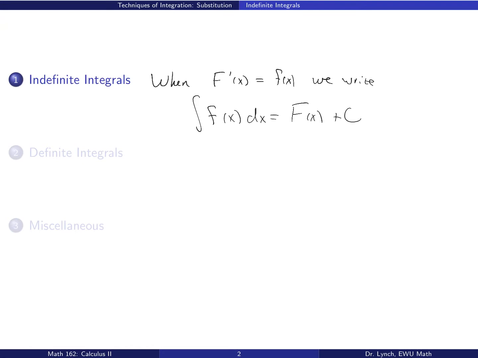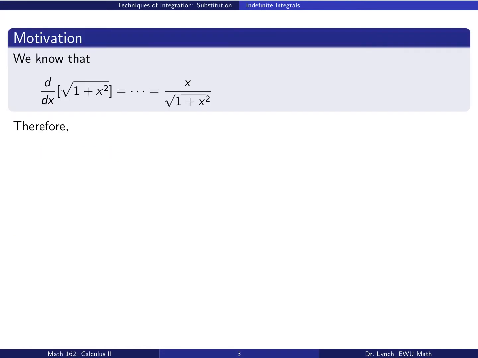Accordingly, we have all sorts of rules for antiderivatives that we can use now in these indefinite integrals. Power rule. We can use the rules for antiderivatives for sine and cosine and so on and so forth to evaluate antiderivatives.